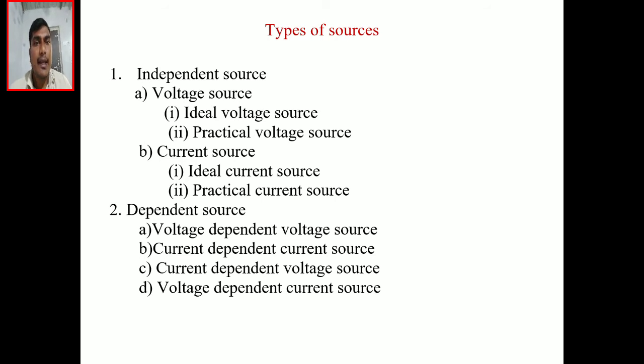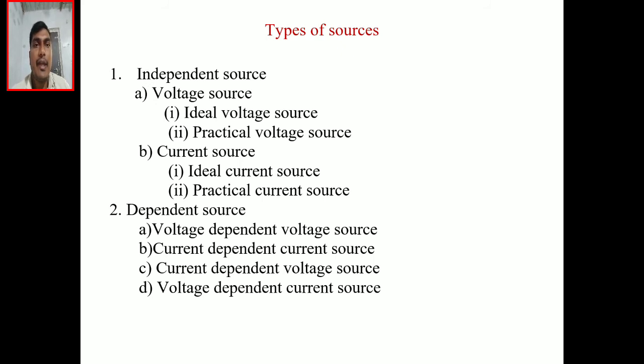What are the types of independent sources? They are voltage source and current source. A voltage source has two categories: ideal voltage source and practical voltage source. Another category is current source, which also has two categories: ideal current source and practical current source. Next, in dependent sources, there are four types.